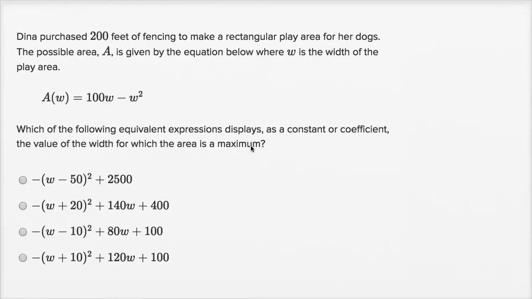So that's an interesting way that they phrased it, but they're saying that these are all equivalent expressions to this thing up here. And you could verify that they're equivalent expressions. We could take, for example, this first one right over here. This would be the same thing as negative, let's see, W minus 50 squared is W squared minus 2 times 50 times W, so minus 100W plus 2500. And then you have plus 2500 out here.